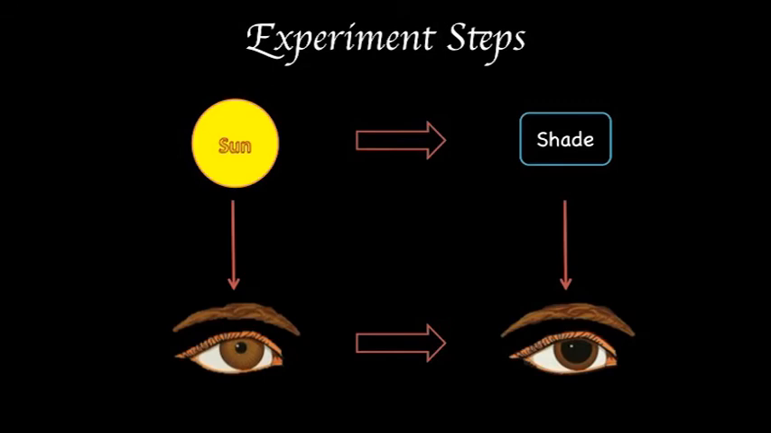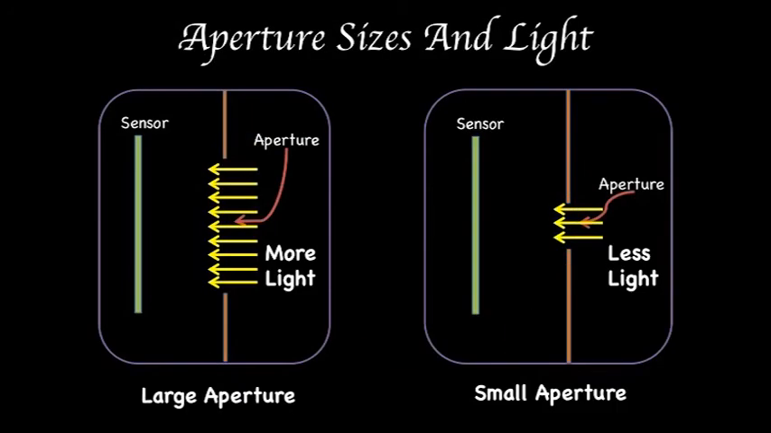When you're out in the sun, it is too bright and so very little light needs to pass through, and so the size of the aperture is smaller. But when you're in the shade, you need all the light you can get, and so the pupil increases in diameter. In the same way, in a camera, the aperture also controls the amount of light that hits the sensor so that you can clearly see an image.